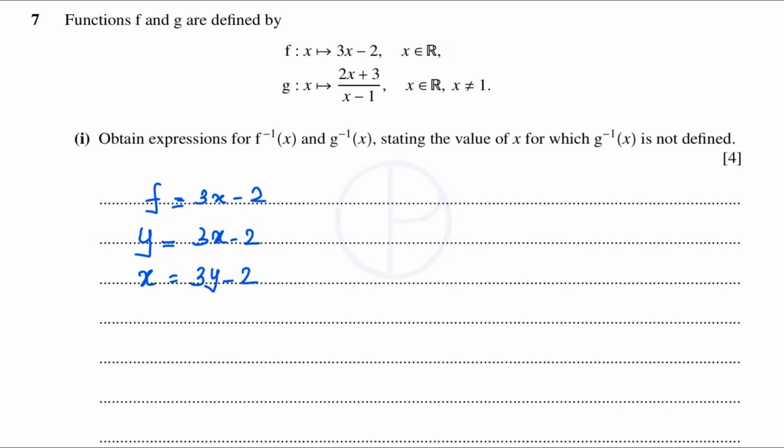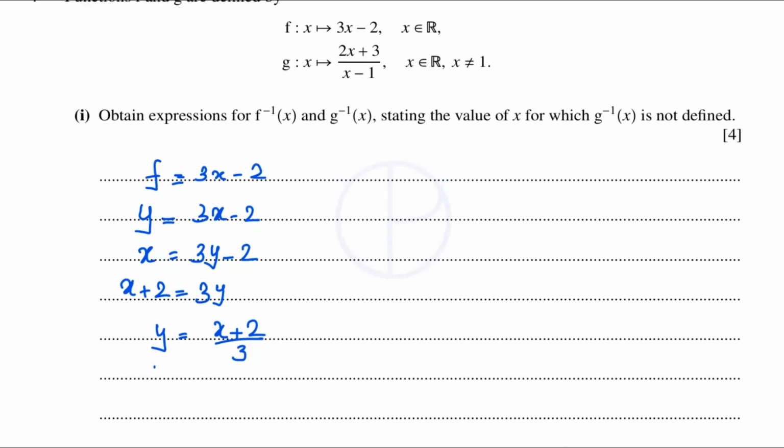Now make y the subject. So add plus 2 on both sides. So we get x plus 2 is equal to 3y. Now divide both sides by 3. So we get (x plus 2) divided by 3 is equal to y. Now this is nothing but f inverse of x. So (x plus 2) divided by 3 is the f inverse of x.